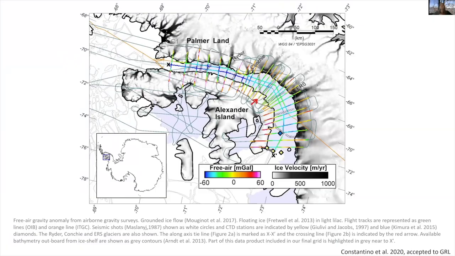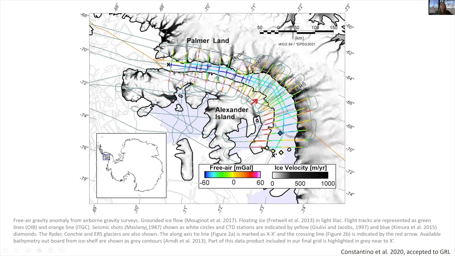So George VI Sound is located on the west coast of the Southern Antarctic Peninsula between Alexander Island and Palmer Land. It's covered by an ice shelf, and it's the bathymetry beneath this ice shelf that we are looking to model here. So to do that, we use gravity data from Operation IceBridge and also from IPGC.